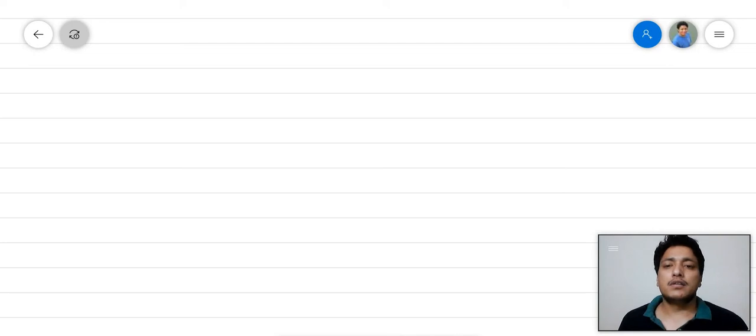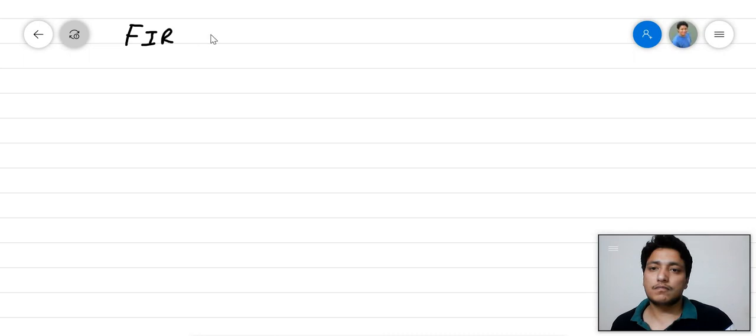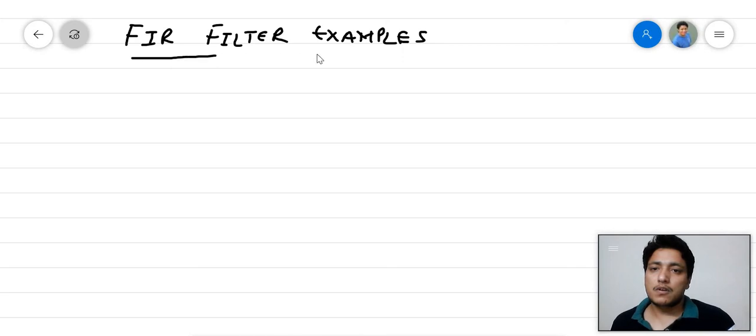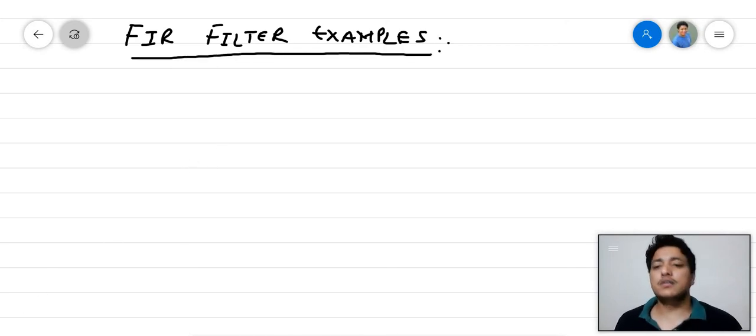Okay. In the last lecture we discussed different types of window functions. In this lecture we will do some examples for the window function for FIR filter. So the first example is of the rectangular window function.